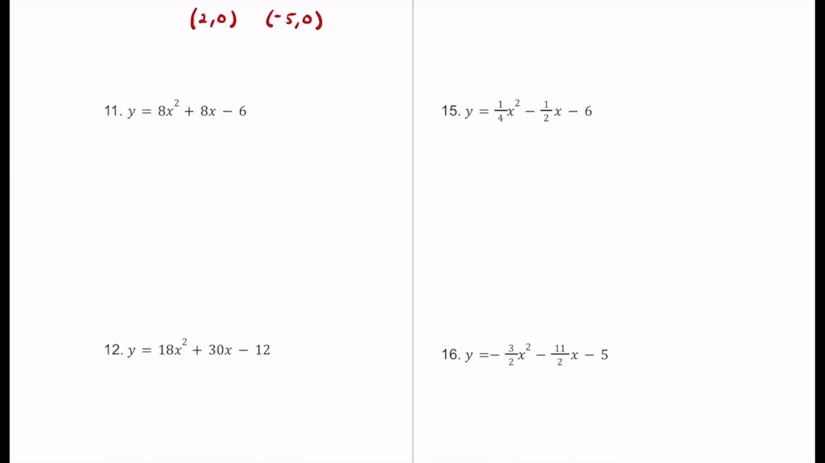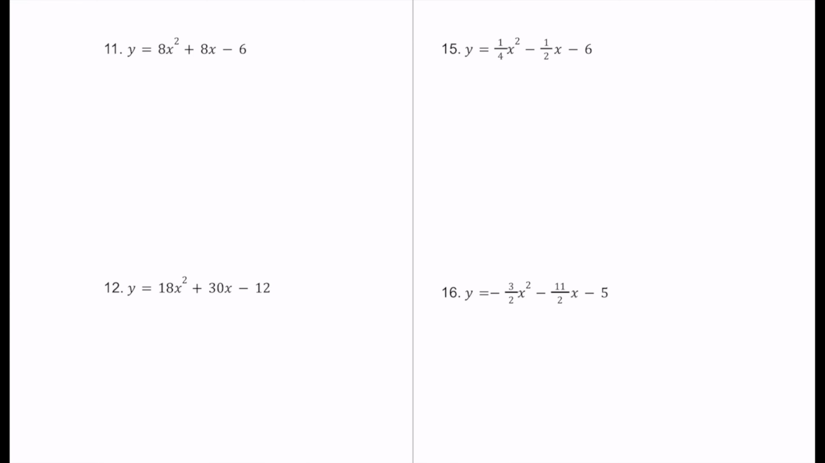For number 11, we have y is equal to 8x squared plus 8x minus 6. Okay, any GCFs? I think we have a 2 here, right? So we can factor out a 2. If we factor that out, it's going to be 4x squared plus 4x minus 3. Okay, so start with that. Then for this 4, I'm thinking, I don't know, we can do 2 and 2. And then for this negative 3, let's just do 3 and 1. And I'm going to make the 1 negative because I think we want a positive 4, right? So if we go across, that's going to be 6 minus 2, which is 4. Okay, so 6 minus 2 does get you 4.